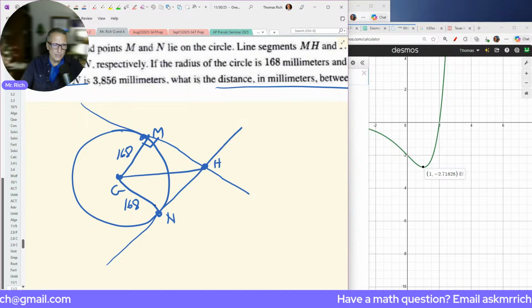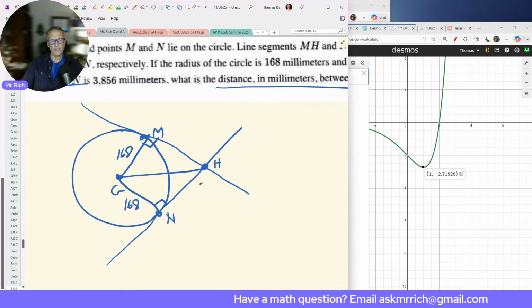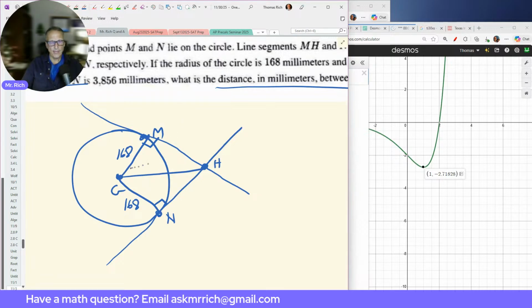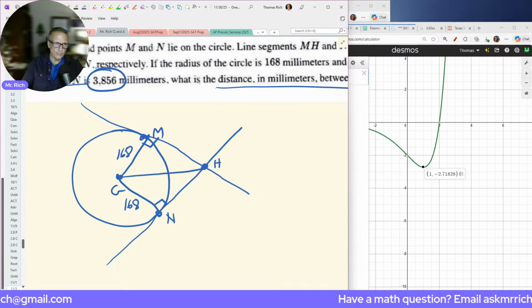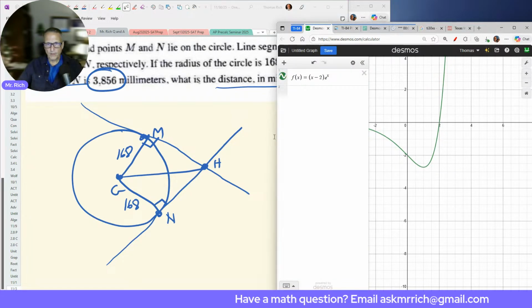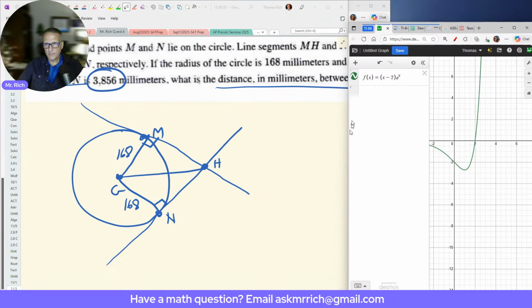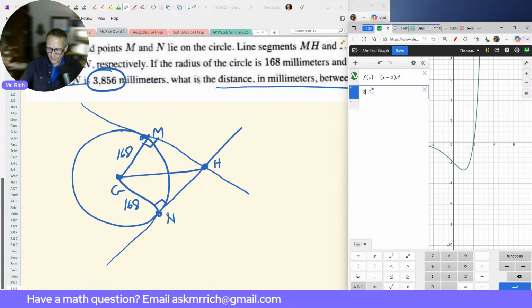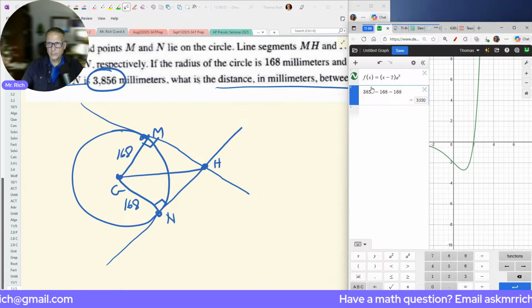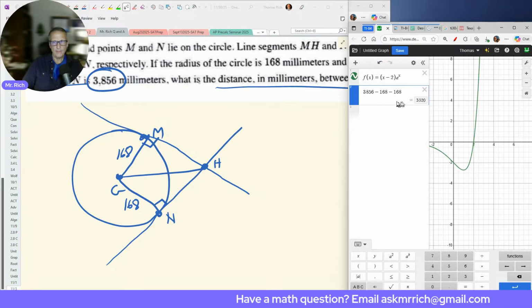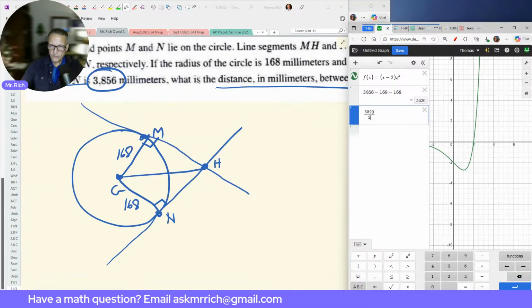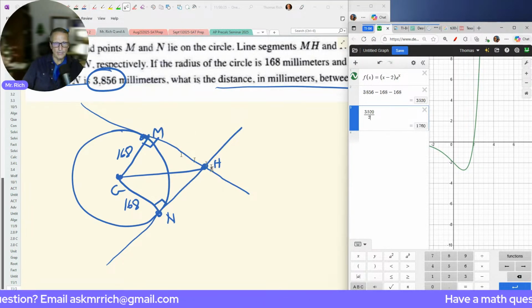So no matter how good or bad your drawing is, those are supposed to be right angles. So what I'm going to do is use the Pythagorean theorem to get this length GH. If the perimeter is 3856, what I'm going to do in Desmos is take 3856 and take away 168 2 times. And that'll leave me then 3520, and I'll divide that by 2 to split it equally between MH and NH.